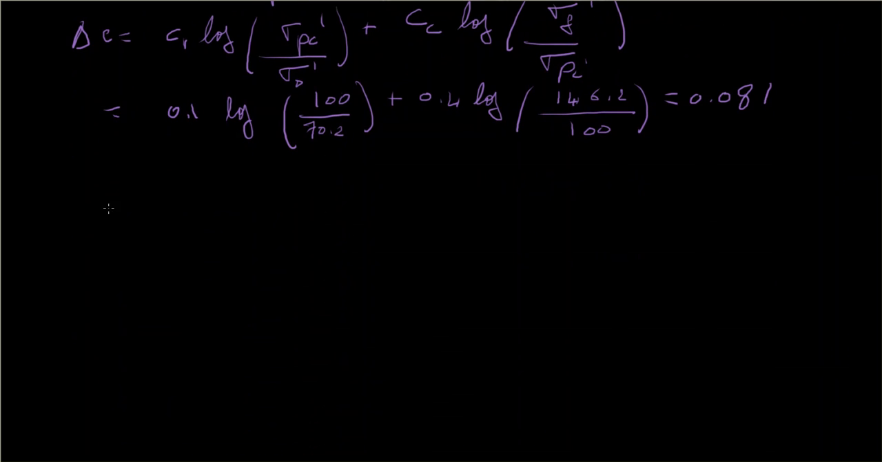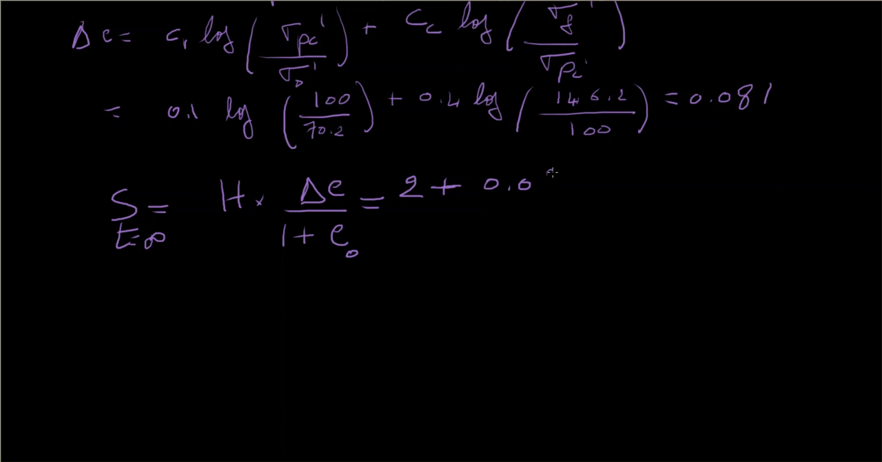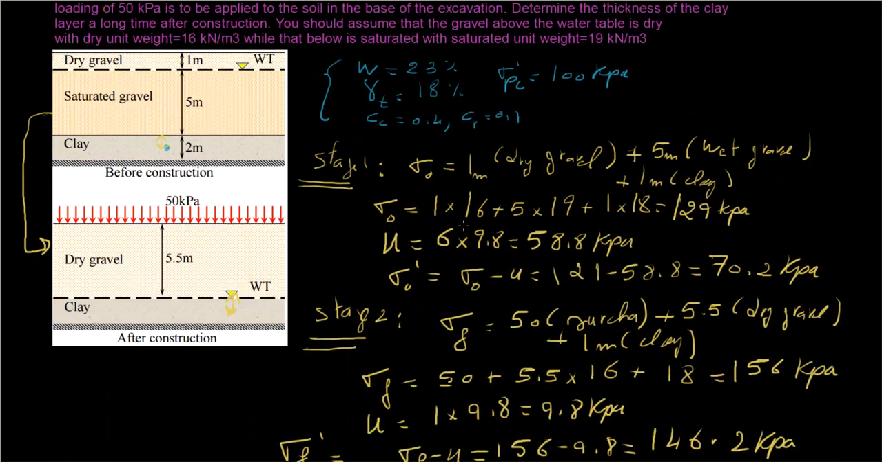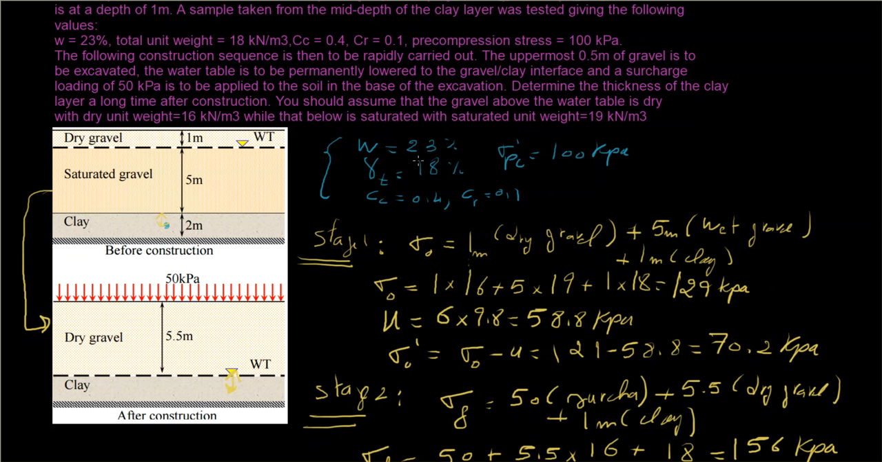Now I could say the settlement, consolidation at time infinity, equals initial height times difference in void ratio over 1 plus initial void ratio. Height was given as 2, and the difference in void ratio is 0.081 over 1 plus e naught. Now e naught is not explicitly given, but we're given the moisture content. You'll be wondering, what are we going to do with the moisture content?